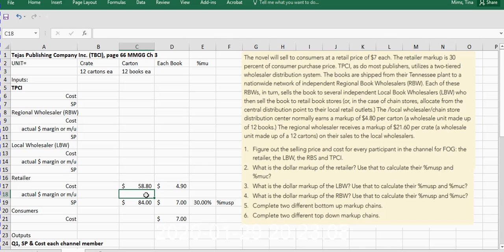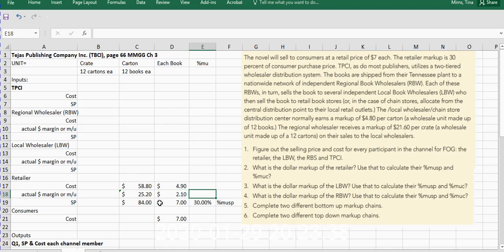We can also determine the difference. Remember in our P&L statements we would take revenues and subtract cost of goods sold. Okay. Let's determine the difference here, which is our sales price minus our cost, so we can see what the actual dollar margin or markup is. And we can just copy and paste this over here as well.